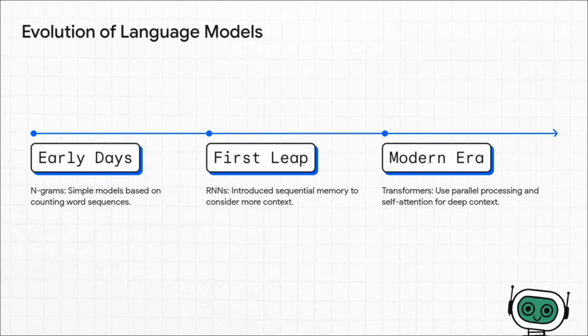So let's just quickly trace that path. We started with n-grams, which was basically just counting words. That evolved into RNNs, which had a kind of sequential memory but were slow, and that brought us to today's transformers, which use this idea of parallel self-attention to understand context across huge amounts of text and do it fast.